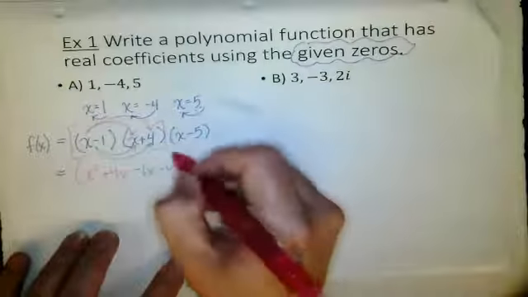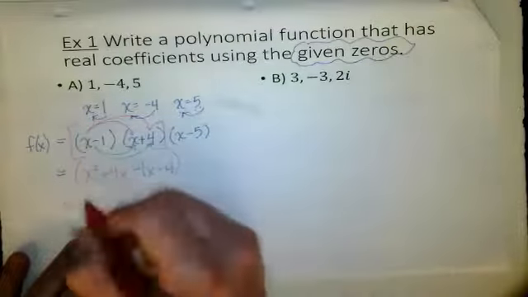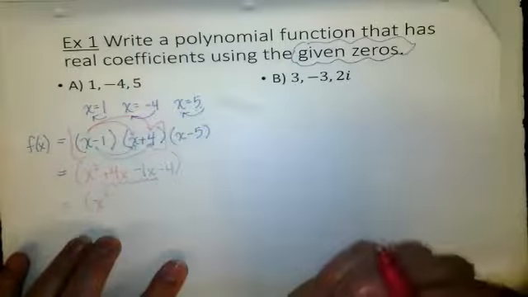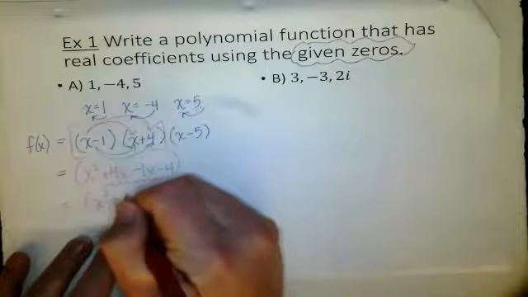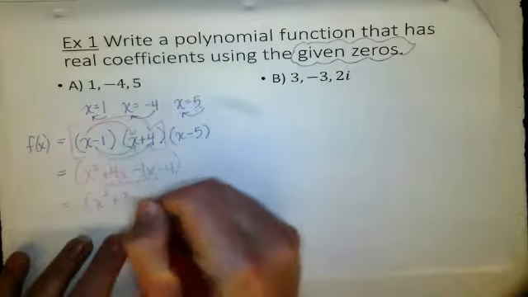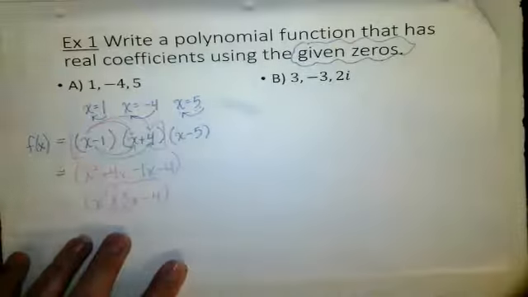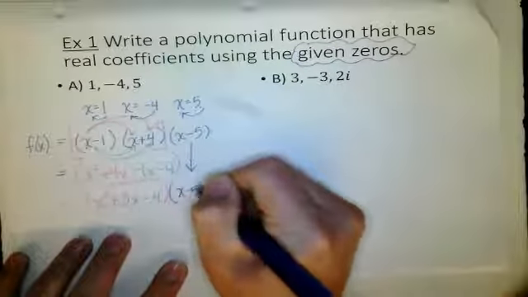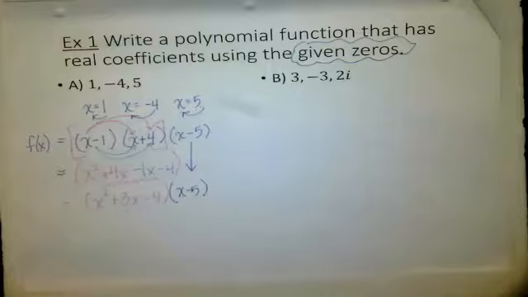So I'm going to go ahead and clean that up just a little bit. I get an x squared. Positive 4x and -1x gives me a 3x. And then minus the 4. And now I still need to multiply in my x minus 5 bubble. How am I going to multiply that by x minus 5?